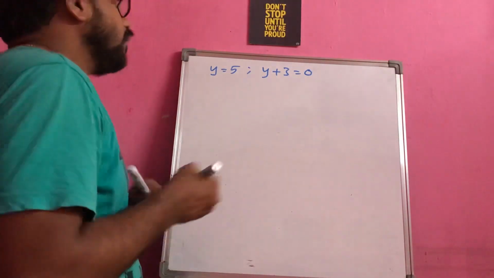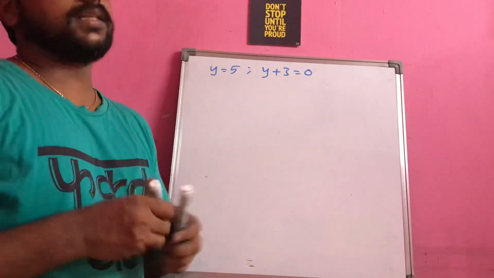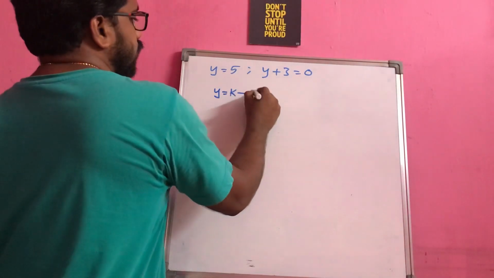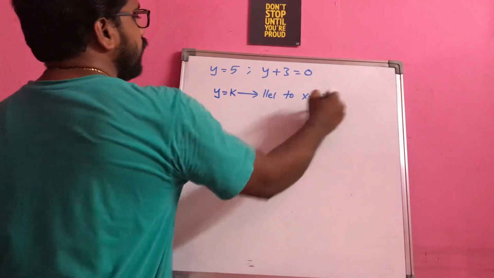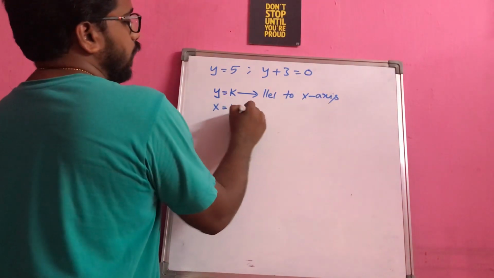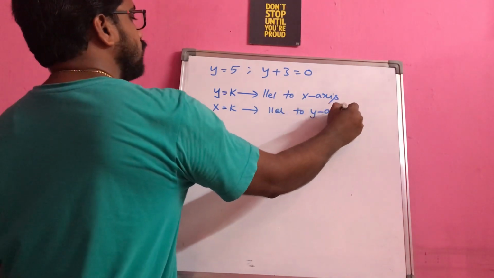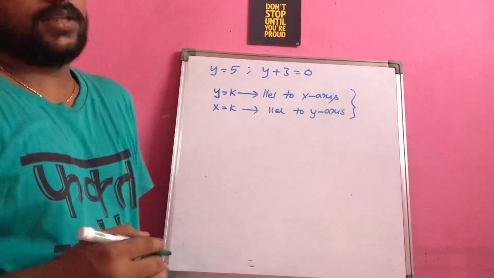We know from our coordinate geometry basics that any equation of the form y is equal to constant k is parallel to the x-axis, and any equation of the form x is equal to k is parallel to the y-axis. These are the 2 things that we learned in class 9 itself. Let us see why it is so.